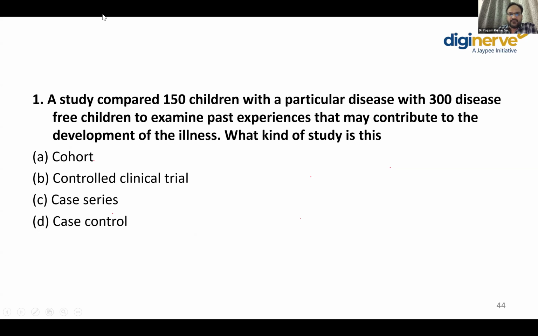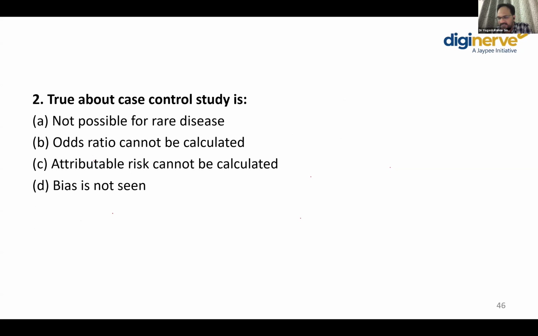So what we did? We took 150 children with a particular disease, and we took 300 disease-free. Means one is case, one is control, obviously. So this is a case control study. But in exam, you just think like this, that we have taken a case group, we have taken a control group. Answer is case control.